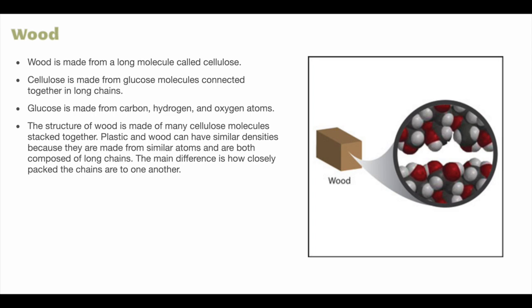Wood is mostly made from carbon, hydrogen, and oxygen atoms, bonded together into a molecule called glucose. These glucose molecules are bonded together to form long chains called cellulose. Many cellulose molecules stacked together give wood its structure and density. In general, the density of wood and plastic are similar because they are made of similar atoms arranged in long chains. The difference in density is mostly based on the arrangement and packing of the polymer chains. Also, since wood is from a living thing, its density is affected by the structure of plant cells and other substances that make up wood.